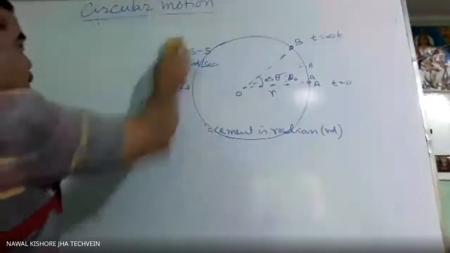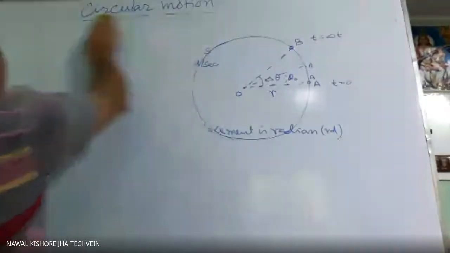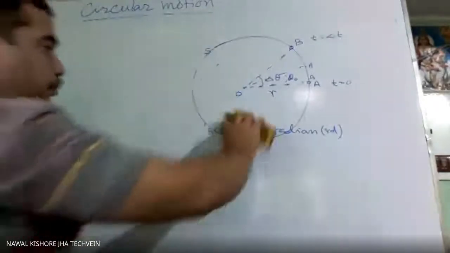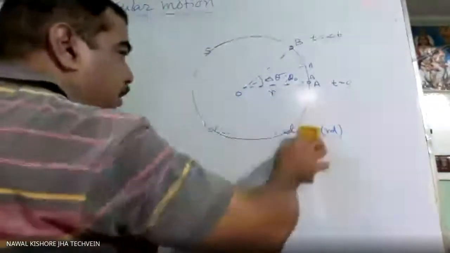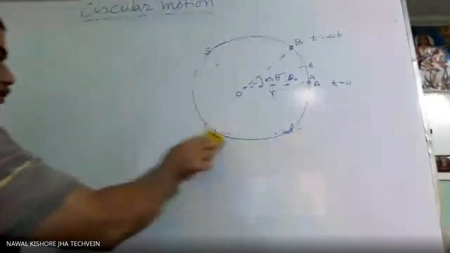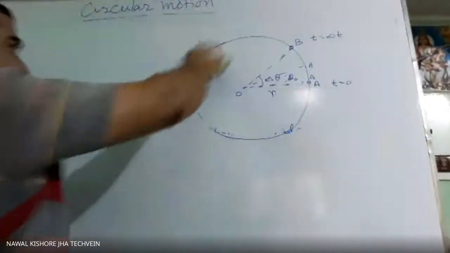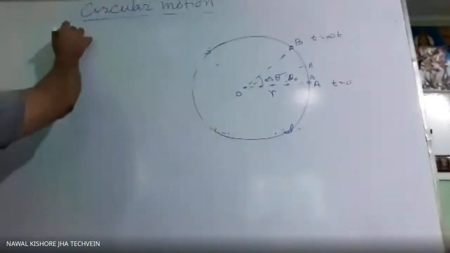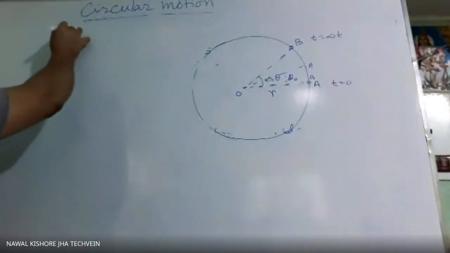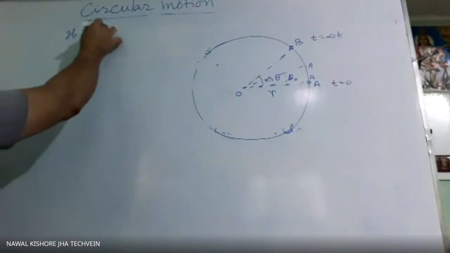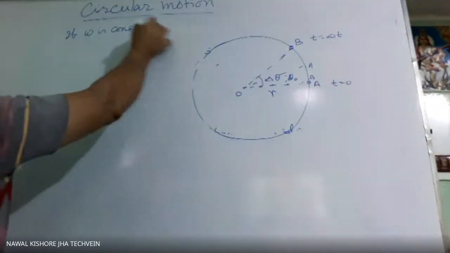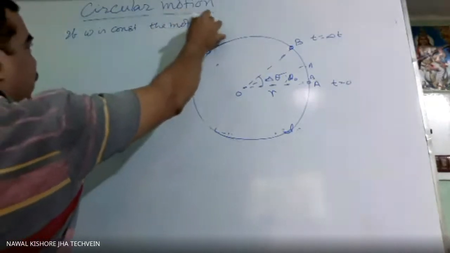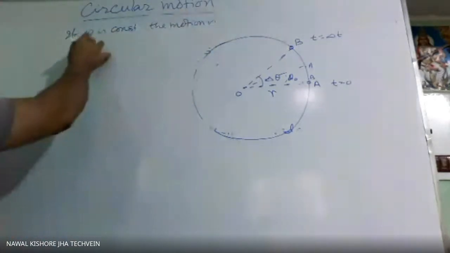So that is the difference, how to find the average speed or instantaneous speed when you are given theta as a function of t. If you are given theta in terms of time, then how will you find it? Now, if omega is constant, the motion is uniform circular motion.